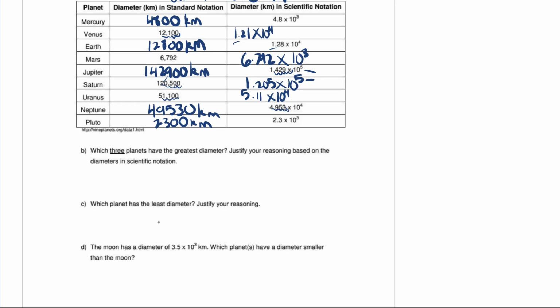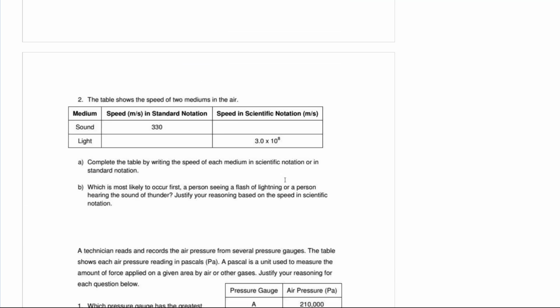Which planet has the least diameter? Well, that's Pluto. It has the lowest magnitude in the scientific notation, 10 to the 3rd. The moon has a diameter of 3.5 times 10 to the 3rd. Which planets have a smaller diameter than the moon? Well, that's just Pluto. There's nothing else out here with a diameter smaller than that, which means Pluto's not really a planet. All right.